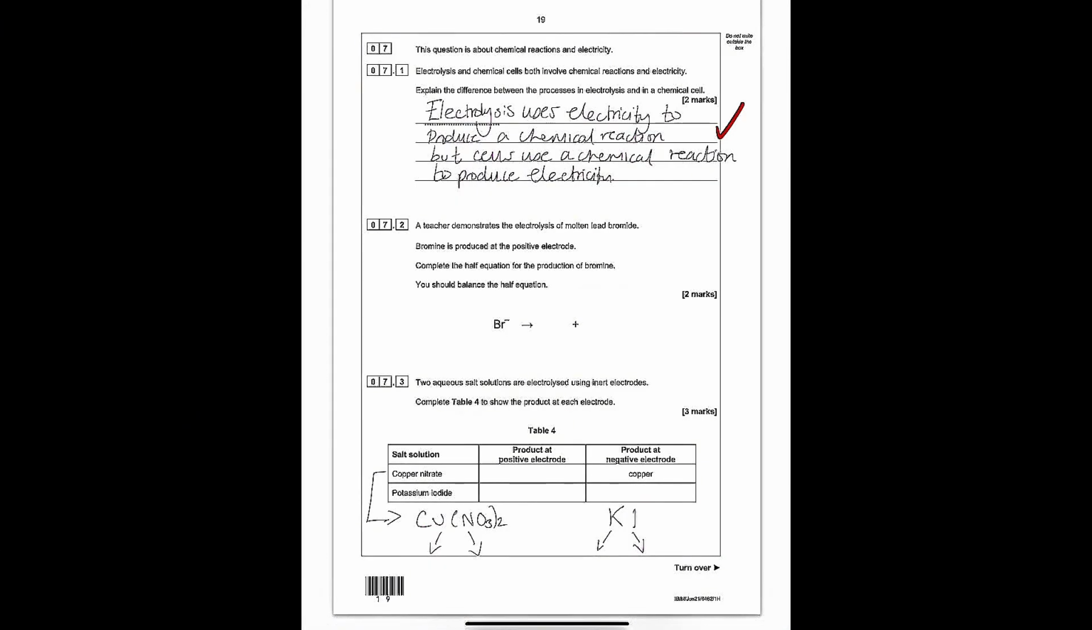7.2. A teacher demonstrates the electrolysis of molten lead bromide. When it's molten, it means it's melted. Bromine is produced at the positive electrode. The positive electrode is called the anode. I'm just going to write that down over here. And complete the half equation for the production of bromine. You should balance the half equation.